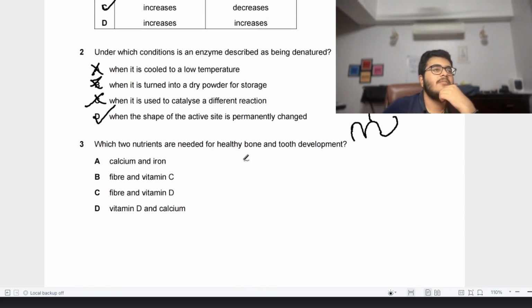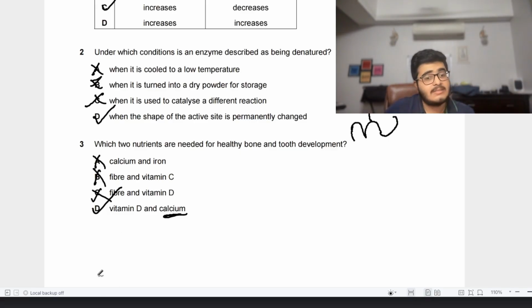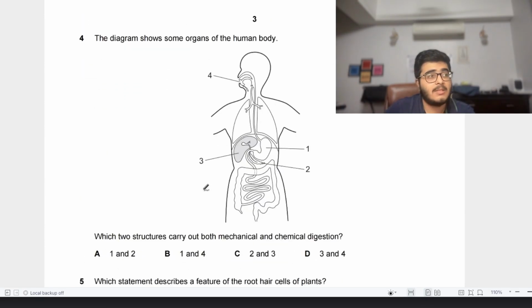Which two nutrients are needed for healthy bone and tooth development? Obviously we would need calcium for bones. Whenever we talk about bones, we need calcium. Iron is for hemoglobin, so this cannot be the answer. Fiber we'll consider not to be a nutrient, so it will be D. Vitamin D is also necessary for bone and tooth development.